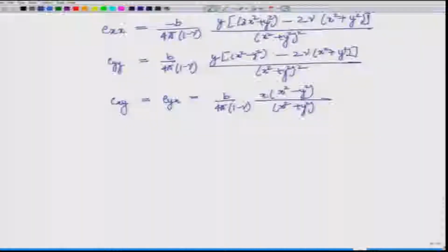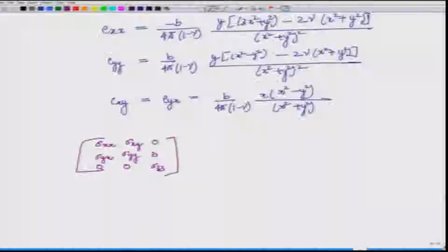How do the stress and strain matrices look for this edge dislocation? It would look like sigma x x, sigma y y. So, we have all the normal stress components. We also have one shear stress component sigma x y, sigma y x. All other elements are 0. So, these 4 elements are 0. So, this is the sigma, that is the stress tensor.